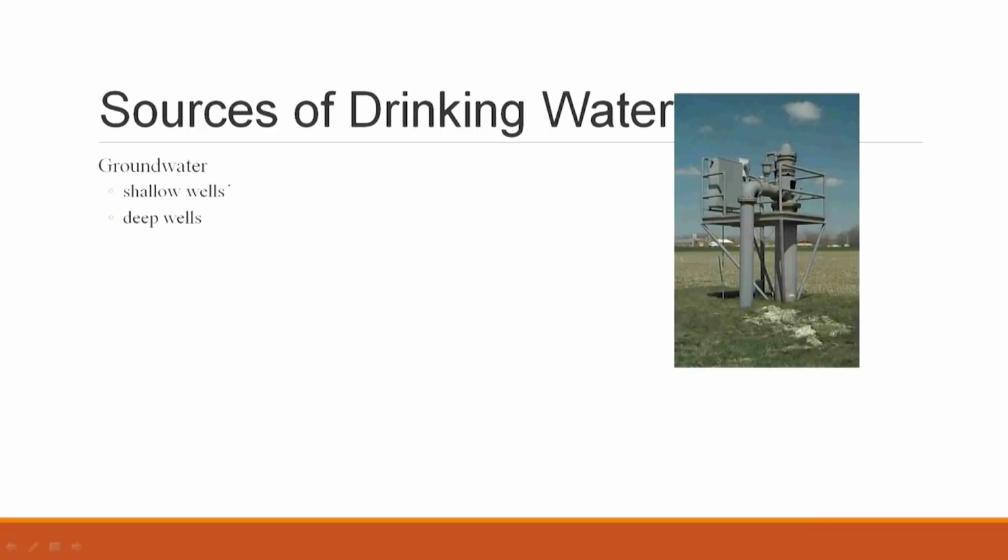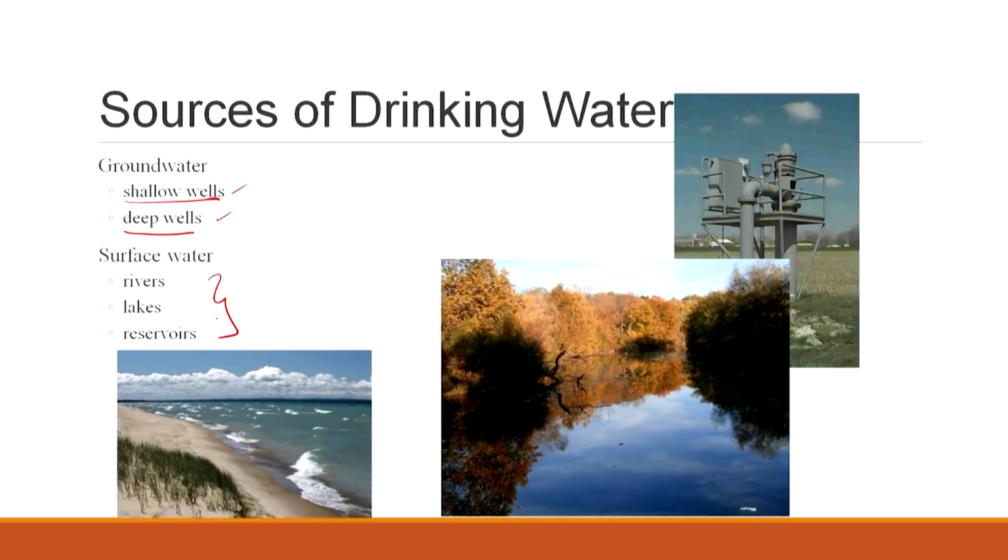Source of drinking water, groundwater. So we have shallow wells and deep wells. Shallow wells are typically dug by private people or citizens. Deep wells are typically dug by municipalities. Here we are talking about 200, 300, 400 feet, right. Surface water, obviously. Let us move on.